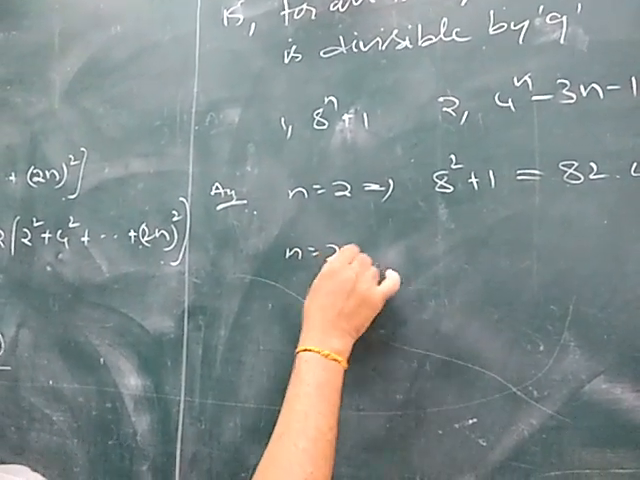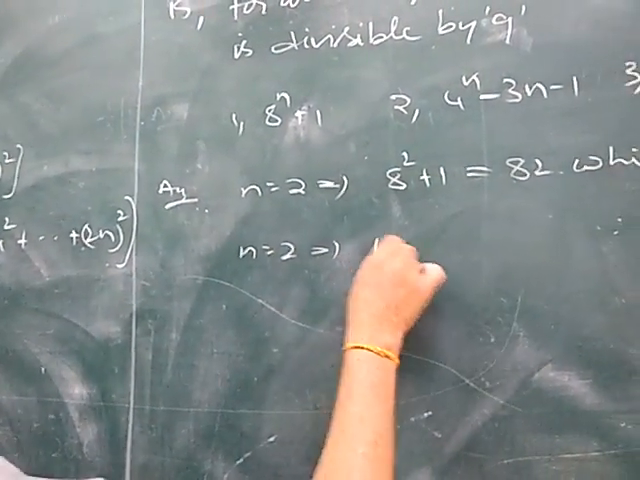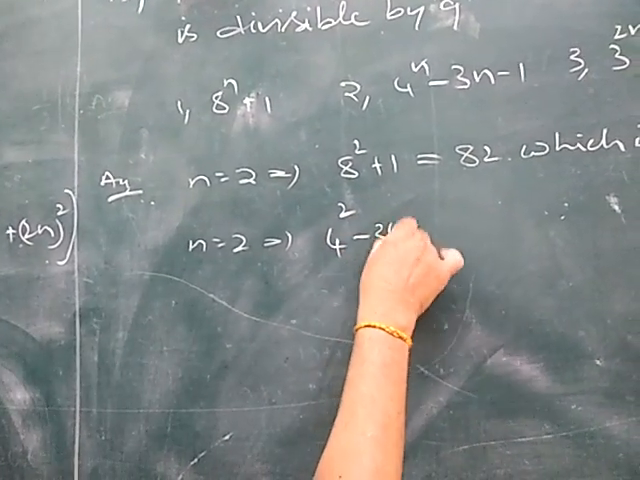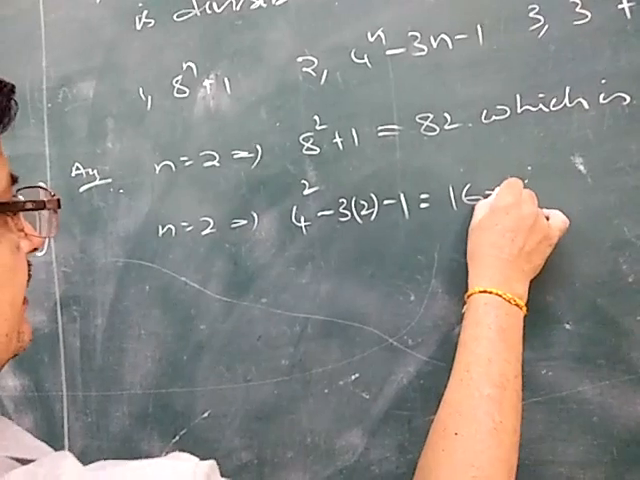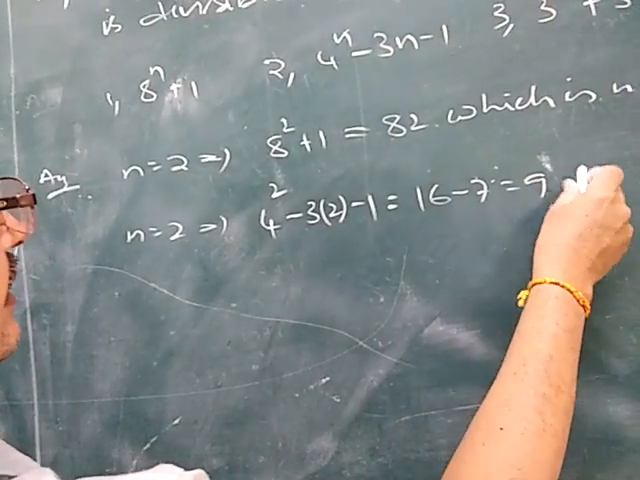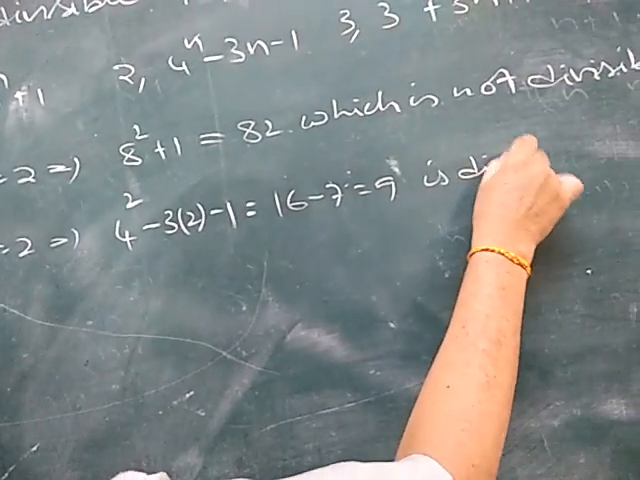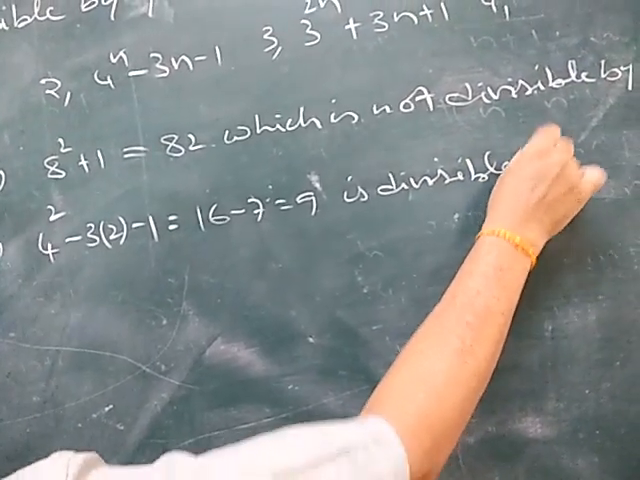N is equal to 2, that implies 4 square minus 3 into 2 minus 1, that is equal to 16 minus 7 is equal to 9, is divisible by 9.